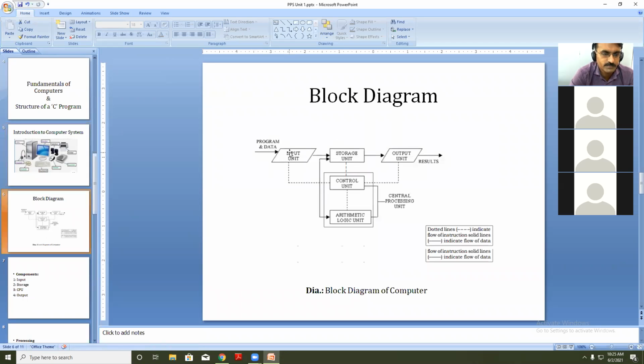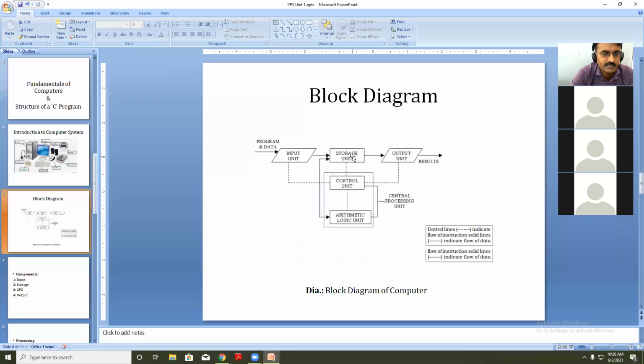Just now we have seen what the input units are. In the input unit, the unit is used for entering the data or the programs into the computer system through some of the user devices. Now, this data is moved into the next, storage. If you read these notations, dotted line and dark line: the dark line means flow of instructions, and solid lines show how the data flows.